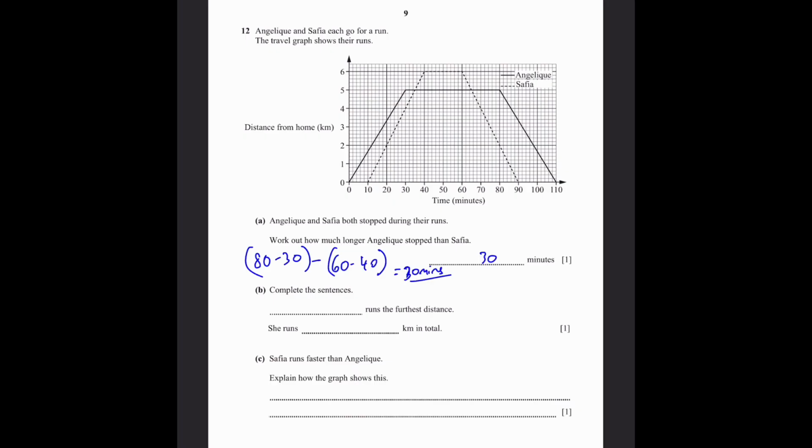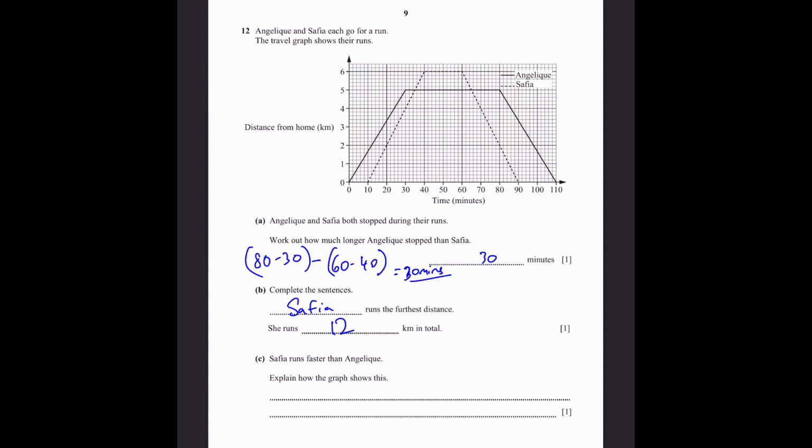Dash runs the furthest distance. It's obviously Safia since she goes 6 kilometers front and back. So 12 kilometers total. Angelique only runs 10 kilometers. So it's Safia. And she runs dash kilometers in total. That's 6 out and 6 back. So 12 kilometers.